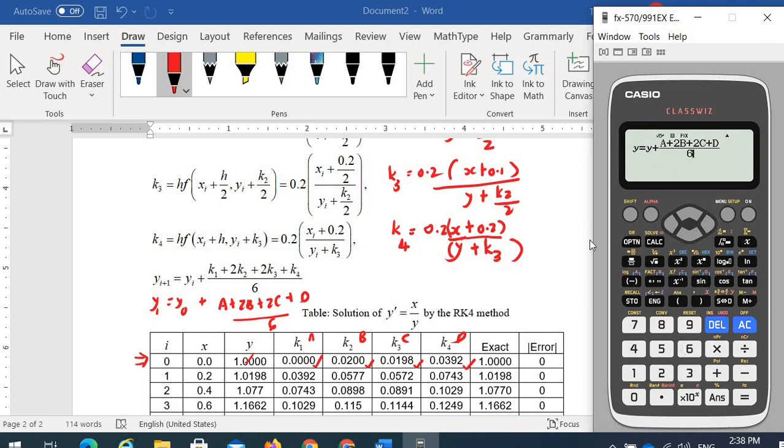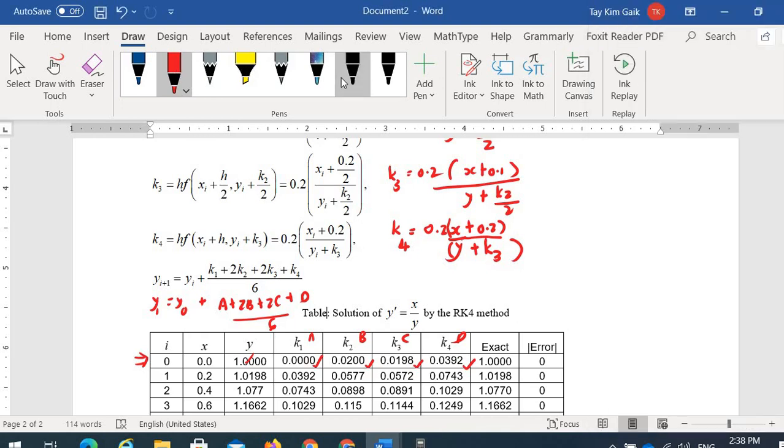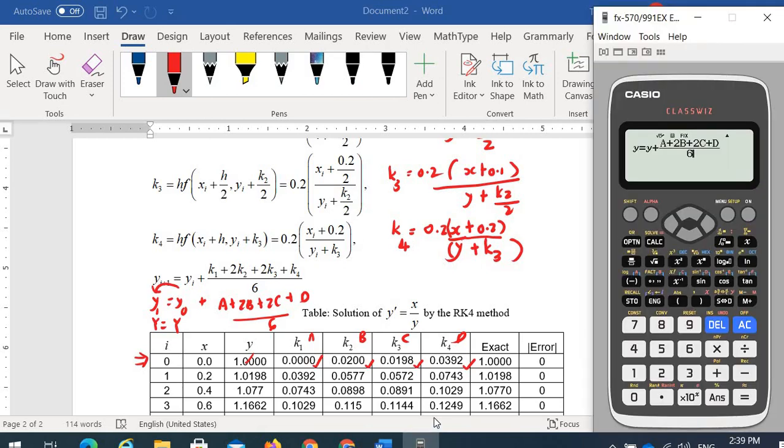Okay, I will input in the calculator. I will input this one as Y equals Y. In the right hand side, when you input Y0, A, B, C, D values, the result will be assigned into variable Y. So it means the Y value will be kept.